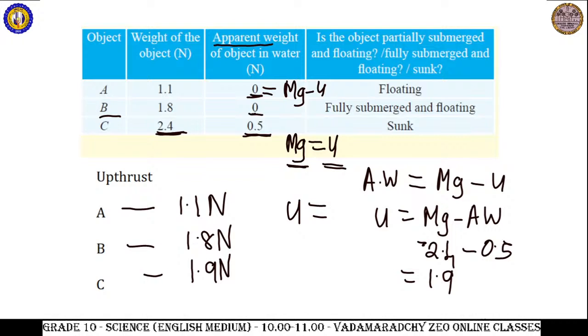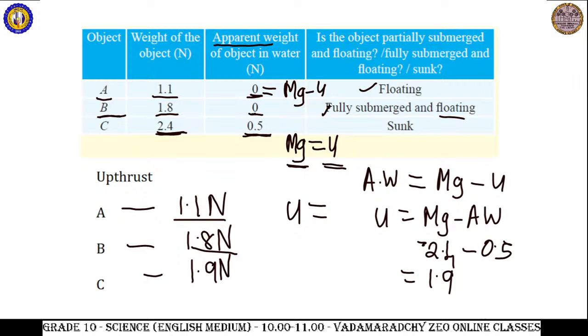We can observe that in object A, the weight is 1.1 Newton and the upthrust is also 1.1 Newton. So the object is floating. There's no resultant force, so the object is floating. And observe instance 2. Here also the weight of the object is 1.1 Newton and the upthrust is also 1.1 Newton, so the object is also floating, fully submerged.